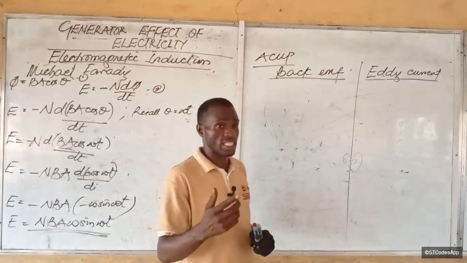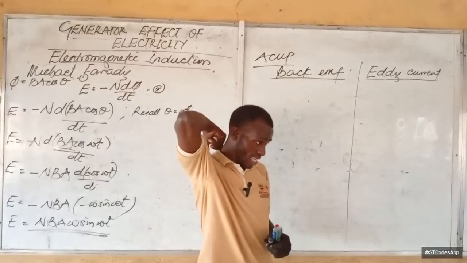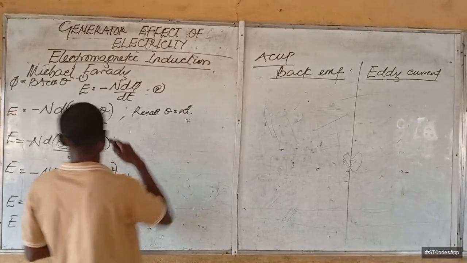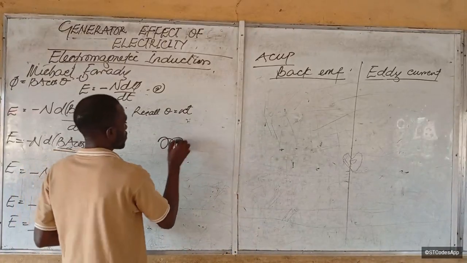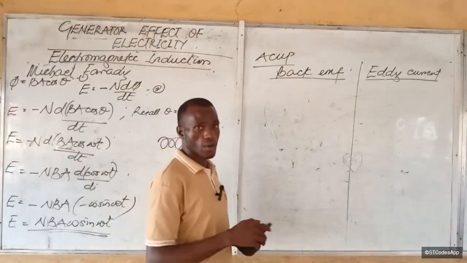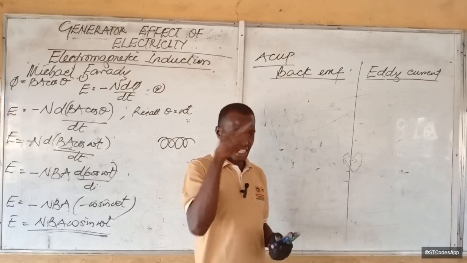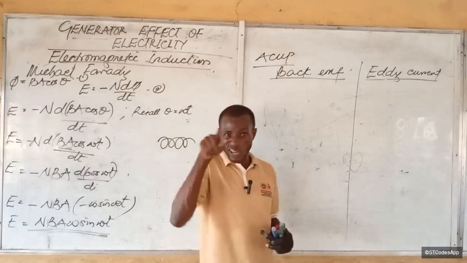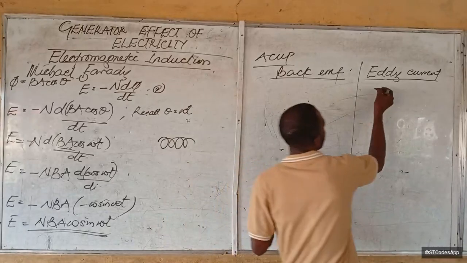Now, some things that you should know about eddy current is that it only flows in a loop. So there has to be a coil for eddy current to flow. It doesn't flow through gaps. It flows in a loop, in a circular path.